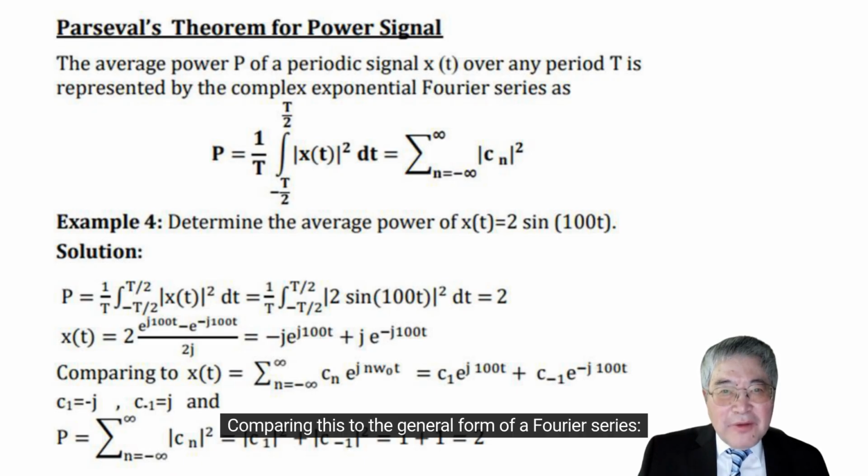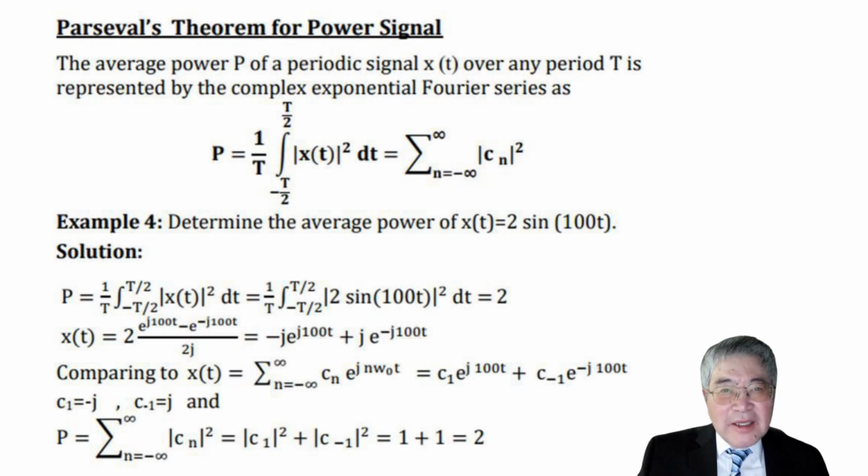Comparing this to the general form of a Fourier series, x of t equals the sum of Cn times e to the jn omega naught t, we can identify the coefficients. C1 equals minus j and C minus 1 equals plus j.